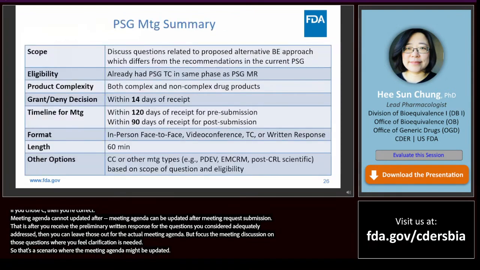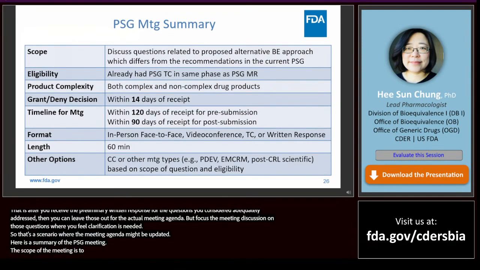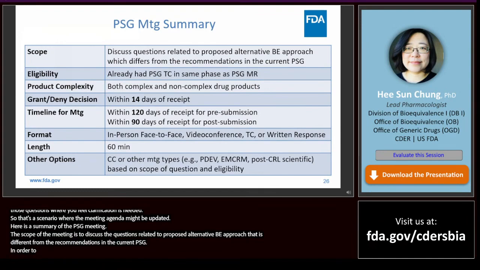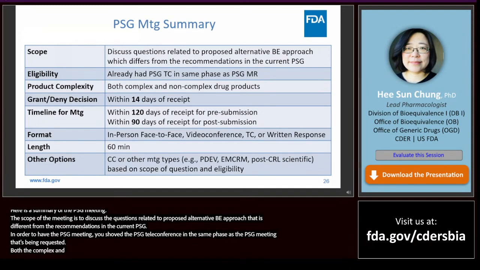Here's a summary of the PSG meeting. The scope of the meeting is to discuss the questions related to the proposed alternative approach that is different from the recommendations in the current PSG. In order to have the PSG meeting, you should have had the PSG teleconference in the same phase as the PSG meeting that's being requested. Both the complex and non-complex products are eligible for the PSG meeting.